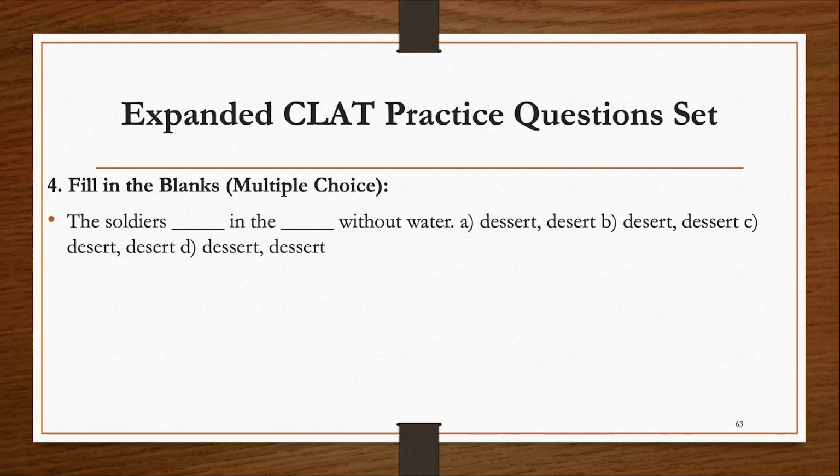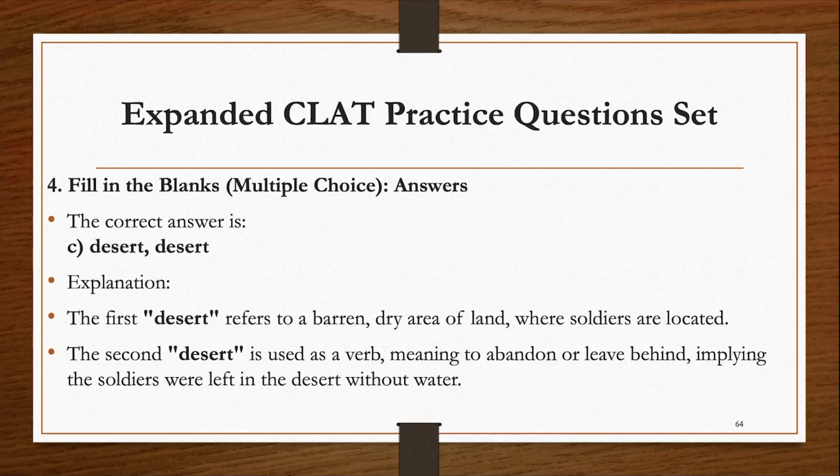Again, if I were to ask you to fill in this blank, what would be the correct answer? The soldiers dash in the dash without water. Dessert, or desert, and where do we find desert? So let's quickly look at the answer. The correct answer is first desert. Okay, the second is desert. Again, how? The first desert refers to a barren, dry area of land where soldiers are located. Now, second, desert is used as a verb meaning to abandon or leave behind, implying soldiers were left in the desert without water.